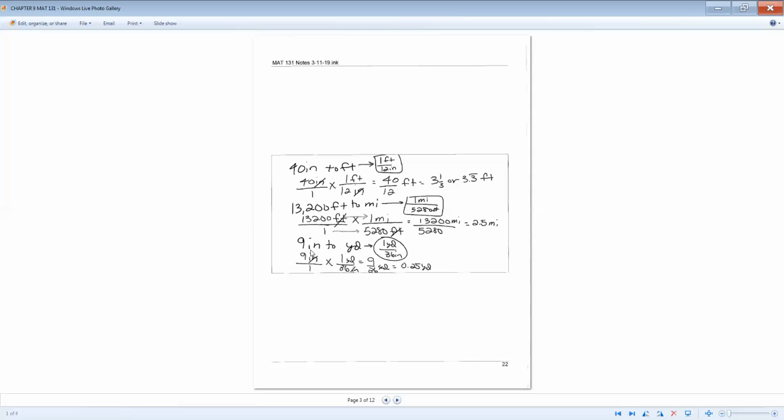Next one, we want to go from 9 inches to yards. There's 1 yard for every 36 inches, or 36 inches equal to 1 yard. Inches need to go down bottom because that's what we're starting with. Multiply across, that'll be 9 over 36. Your inches will cancel out, and that's 0.25 yards.